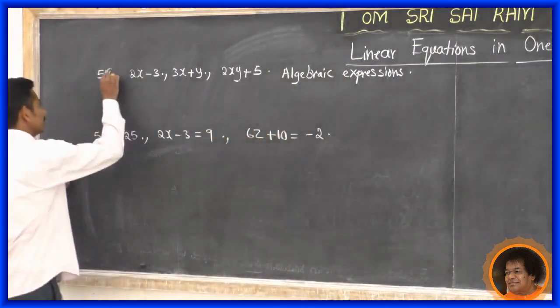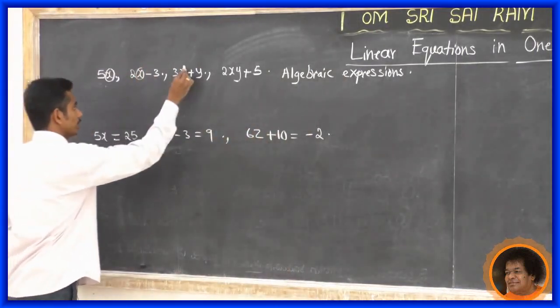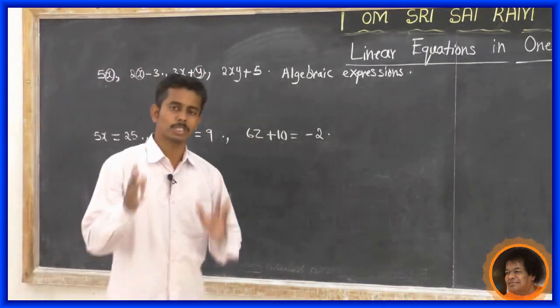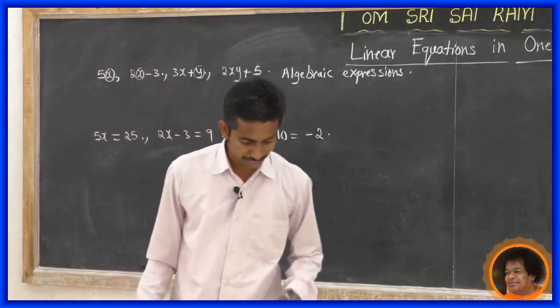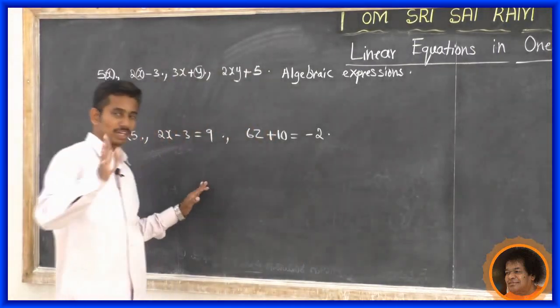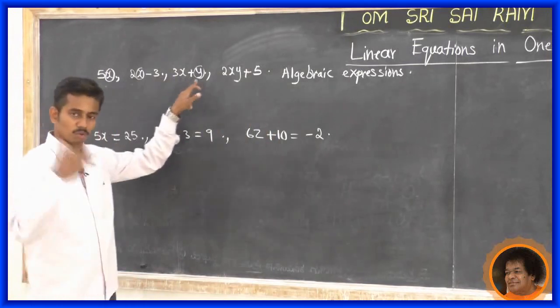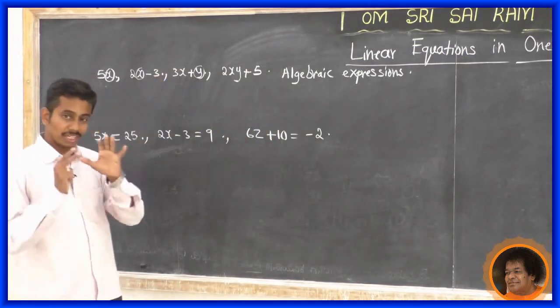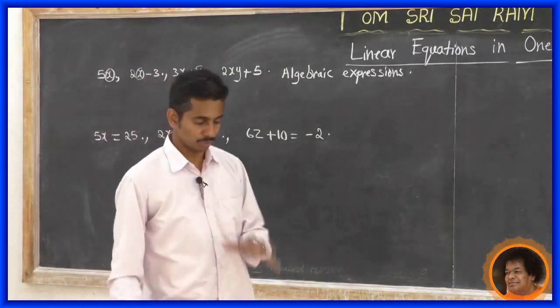Now come to this, x is a variable, y is a variable. What is the meaning of variable? What is the difference between constant and variable? Variable means it has no fixed value. It has no fixed value because the value of x or y changes with different numbers. So, variable means it has no fixed value.